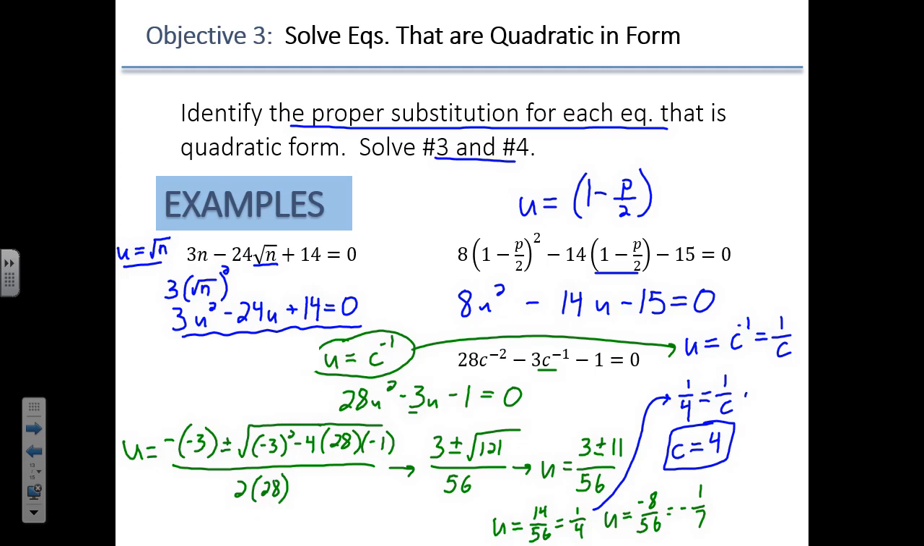And for our other solution, when u is equal to negative 1/7, we get 1 over negative 1/7 equals 1 over c, and apparently here c equals negative 7. And there's our other solution.